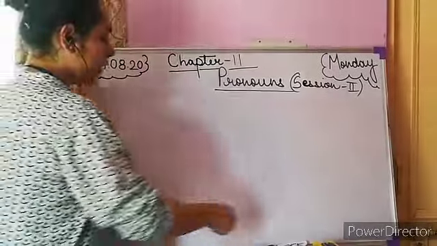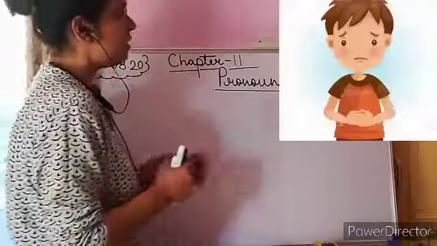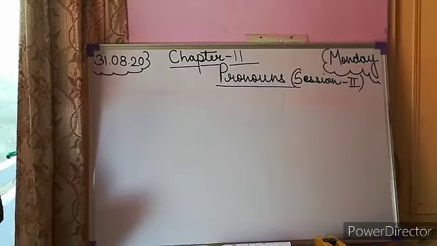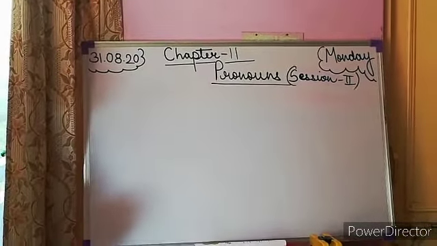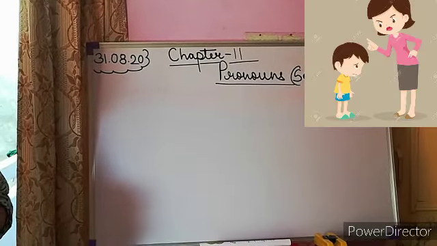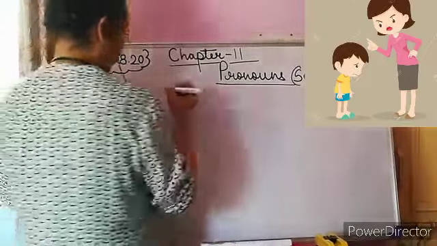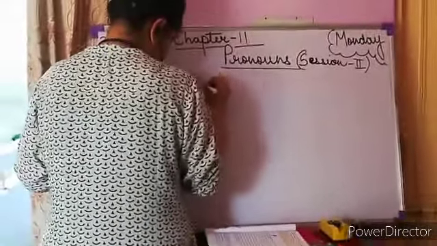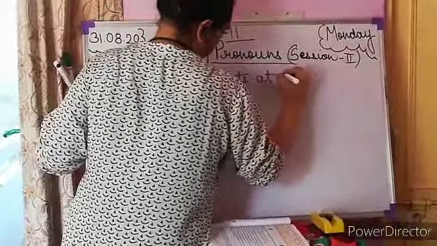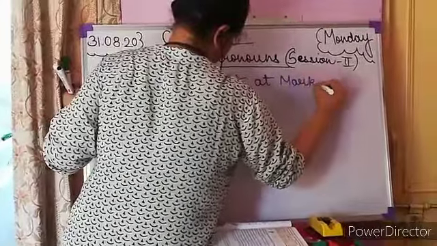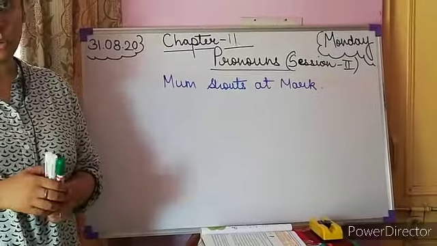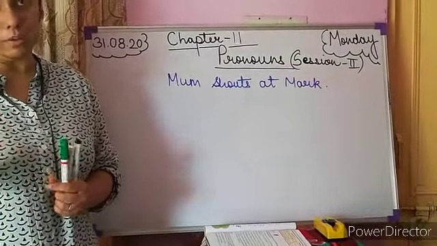Like here, look at this picture. This is Mark. Oops. Can you see? He seems unhappy. And do you know why he is sad? He is sad because Mom shouts at Mark. Let's write this. Mom shouts at Mark. Now children, here, as we already know, pronouns can take place of any noun in a sentence.